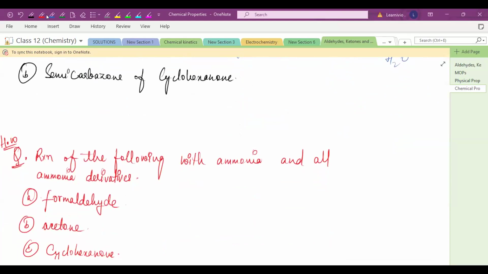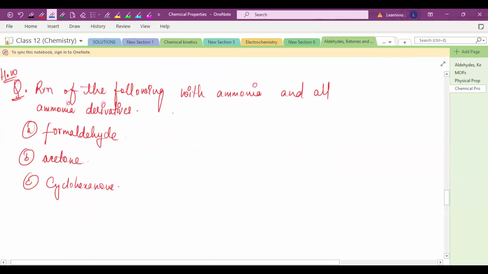Yes, Moniba, tell me the whole reaction. Cyclohexane with C double bond O. Do one thing, just tell me the semi-carbazone of cyclohexane, just the product only. Cyclohexane with C double bond N, NH, C double bond O, NH2. That's very good. So that structure represents the semi-carbazone of cyclohexane.